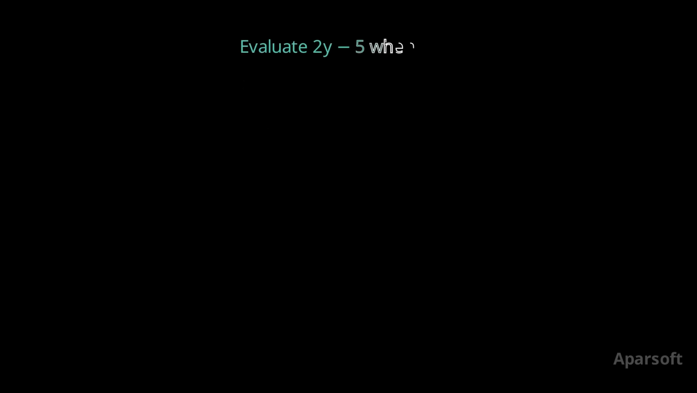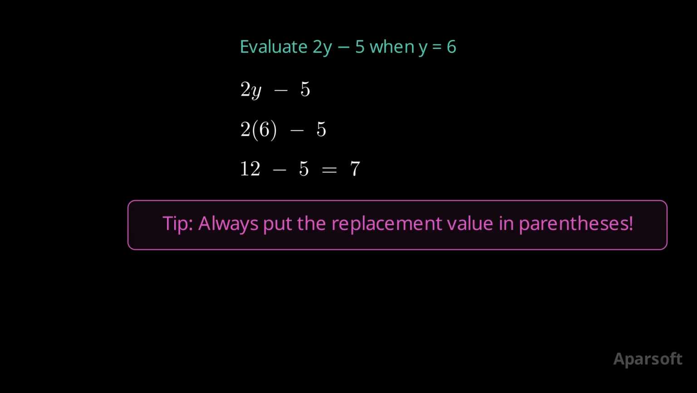Here is another one. 2y minus 5 when y is 6. Write the expression. We are given y equals 6, replace y with 6. 2 times 6 is 12, minus 5 equals 7. So, the final answer of the expression is 7. Pro tip: always put the substituted value in parentheses. It keeps things clean and prevents mistakes later on.